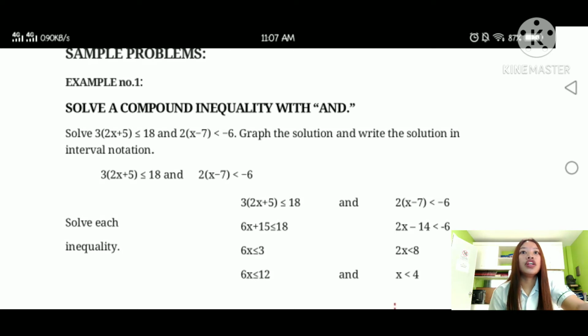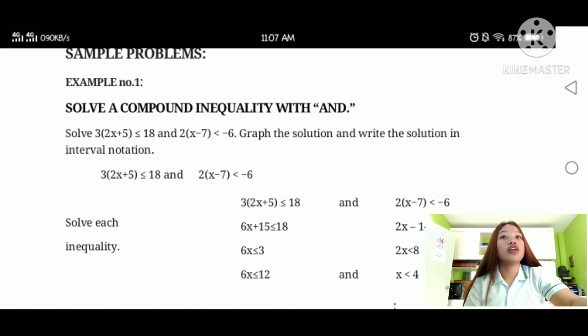Solve each inequality. First, 3(2x + 5) is less than or equal to 18. So you need to solve. 3 times 2 is equal to 6x, and then 3 times 5 is equal to 15, less than or equal to 18. Next, 6x is less than or equal to positive 3, because 18 minus 15 is positive 3. So you're going to divide.